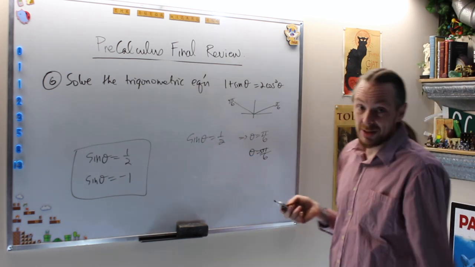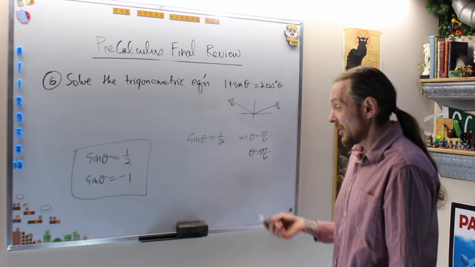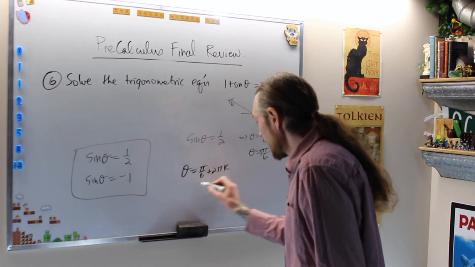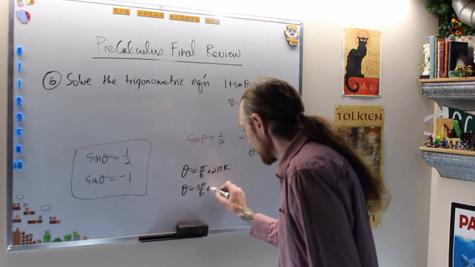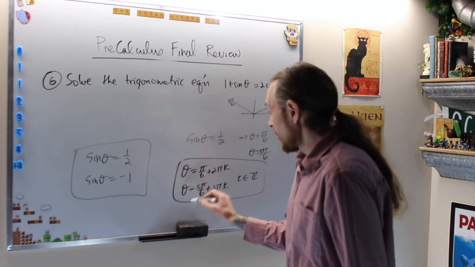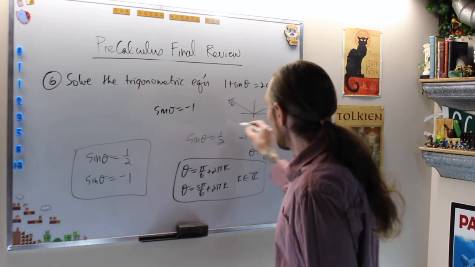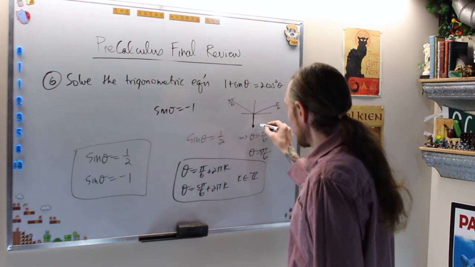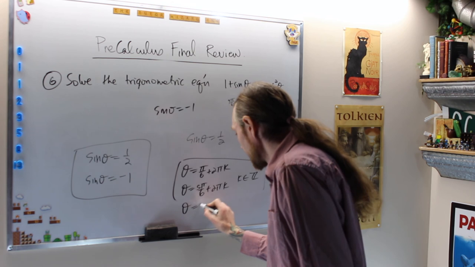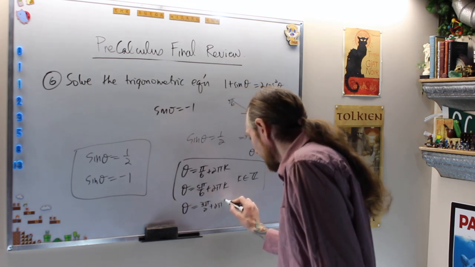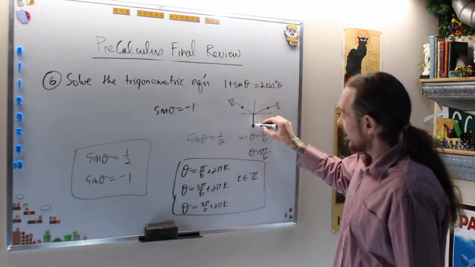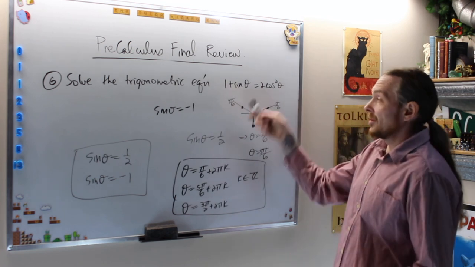Plus it didn't give any restrictions or an interval, so that means we have to add multiples of those. The safest way to do that is that theta is pi over 6 plus 2 pi k, and theta is 5 pi over 6 plus 2 pi k. K is any integer. That solves the first one. And when is sine theta equal to negative 1? That's right here at 3 pi over 2 and multiples of that. So for this one, we get theta is equal to 3 pi over 2 plus 2 pi k for any integer. These are all of the solutions here and here and here, all the values which make this true.